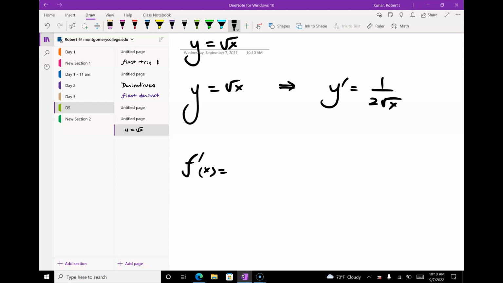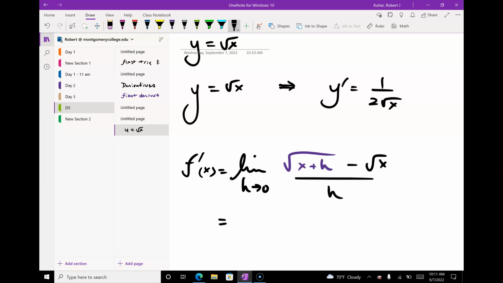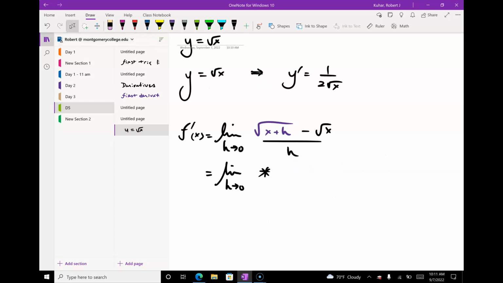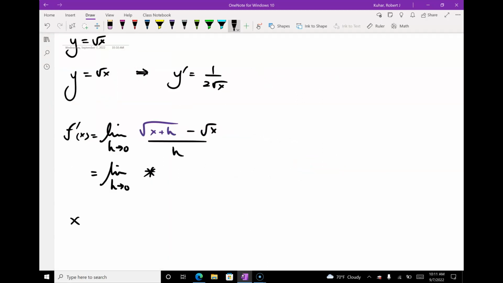What's the first thing I do with my function? Well, it's square root of x, right? But what do I put in? Oh, I forgot my limit, sorry. Limit as h goes to 0. I put in square root of x plus h minus the original function, all divided by h. This one I'm going to call star, and work on that function separately.